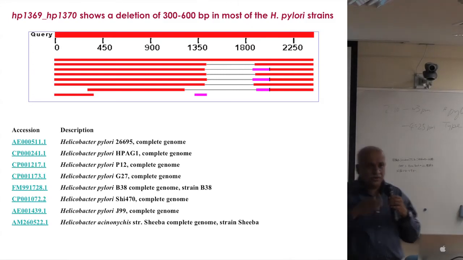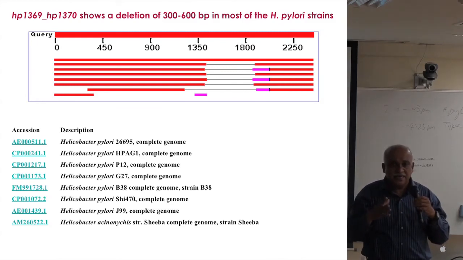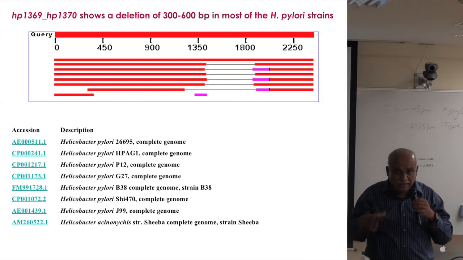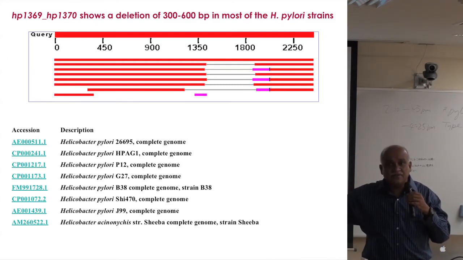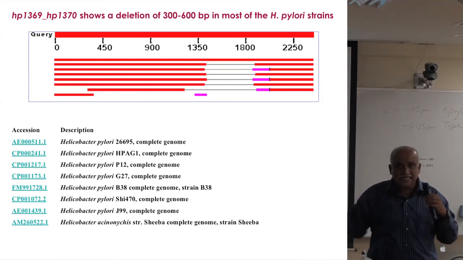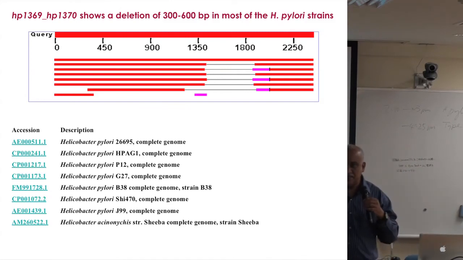And adding 1 G or removing 1 G is not very difficult for Helicobacter pylori because it does all these kinds of things. So at some point of time, it can create a functional methylase. At many times, there's no functional methyl transferase. If there's no functional methyl transferase, there's no functional restriction enzyme. So the restriction enzyme is dead or inactive.